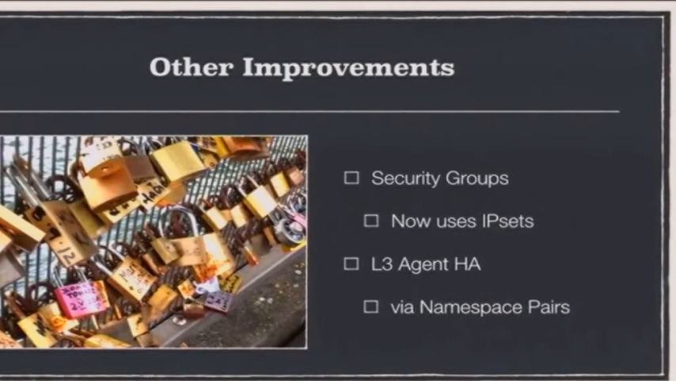A couple other improvements that we made: an improvement to security groups. We're now using IP sets. I don't know how many people are familiar with IP sets support in Linux. It's really awesome because you can aggregate, and it's a lot easier to manage in terms of some of the iptables rules. We also made the layer 3 agent HA. So in the network node, you can now run pairs of namespaces. We use conntrackd, basically using VRRP and syncing the two states up when one fails over in an active-passive configuration via the namespace pairs.